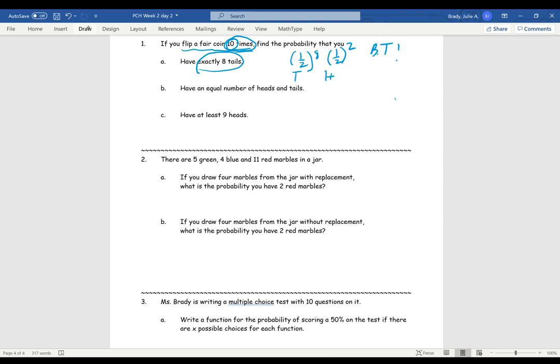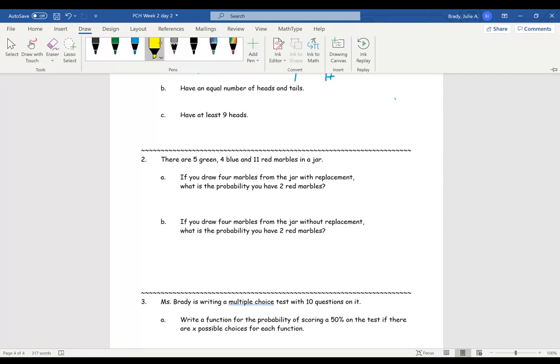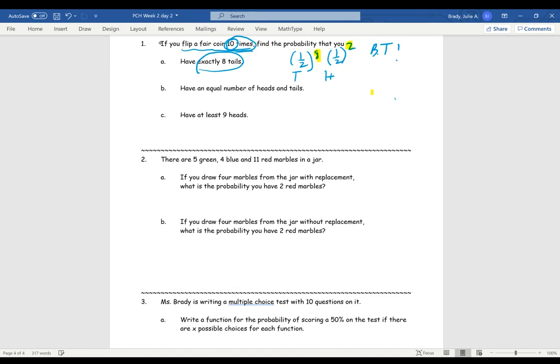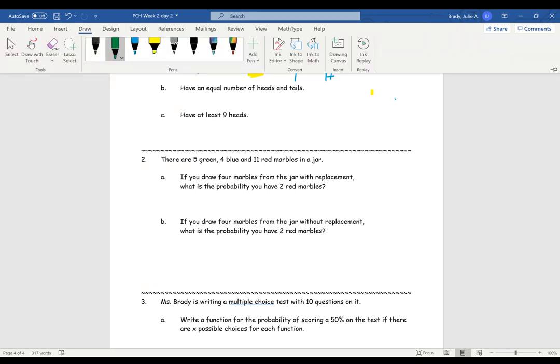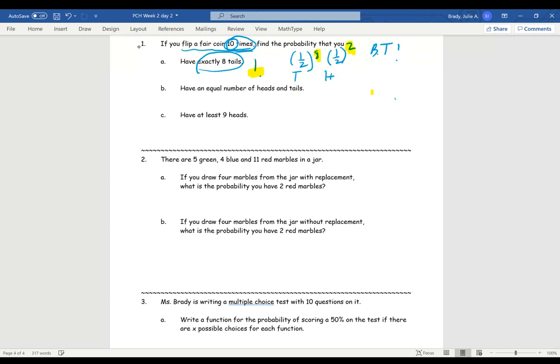In past years, this is what my kids had the toughest time with. The counter is for 8 times and 2 times. Out of those 10 flips, we want 8 to be tails. Because of the way combinations work, 10 choose 8 is the same number as 10 choose 2. You could use either one, because choosing which ones are tails is the same number of ways as choosing which 2 of them are heads.